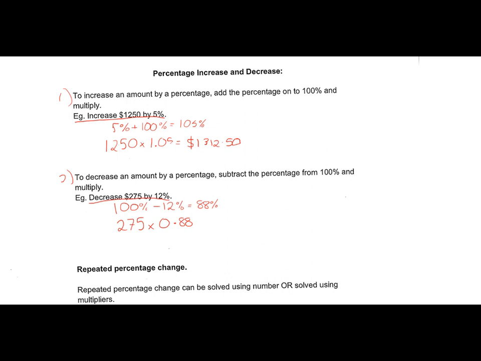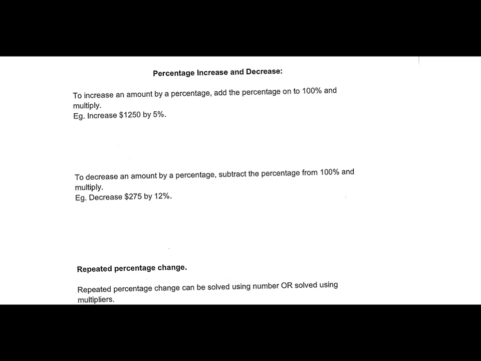So when we multiply that together, you should find that you get 242. Check the units. It was dollars, so it is $242.